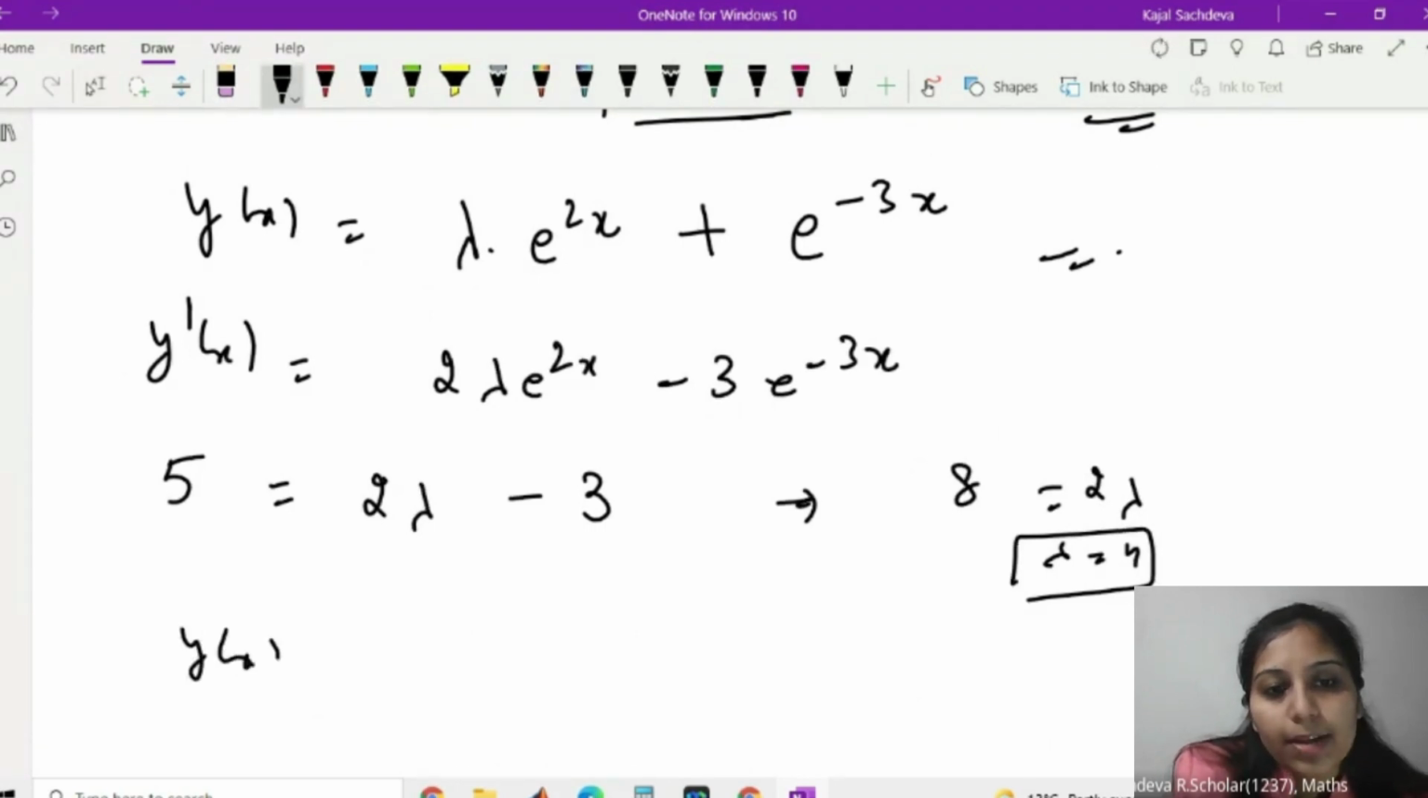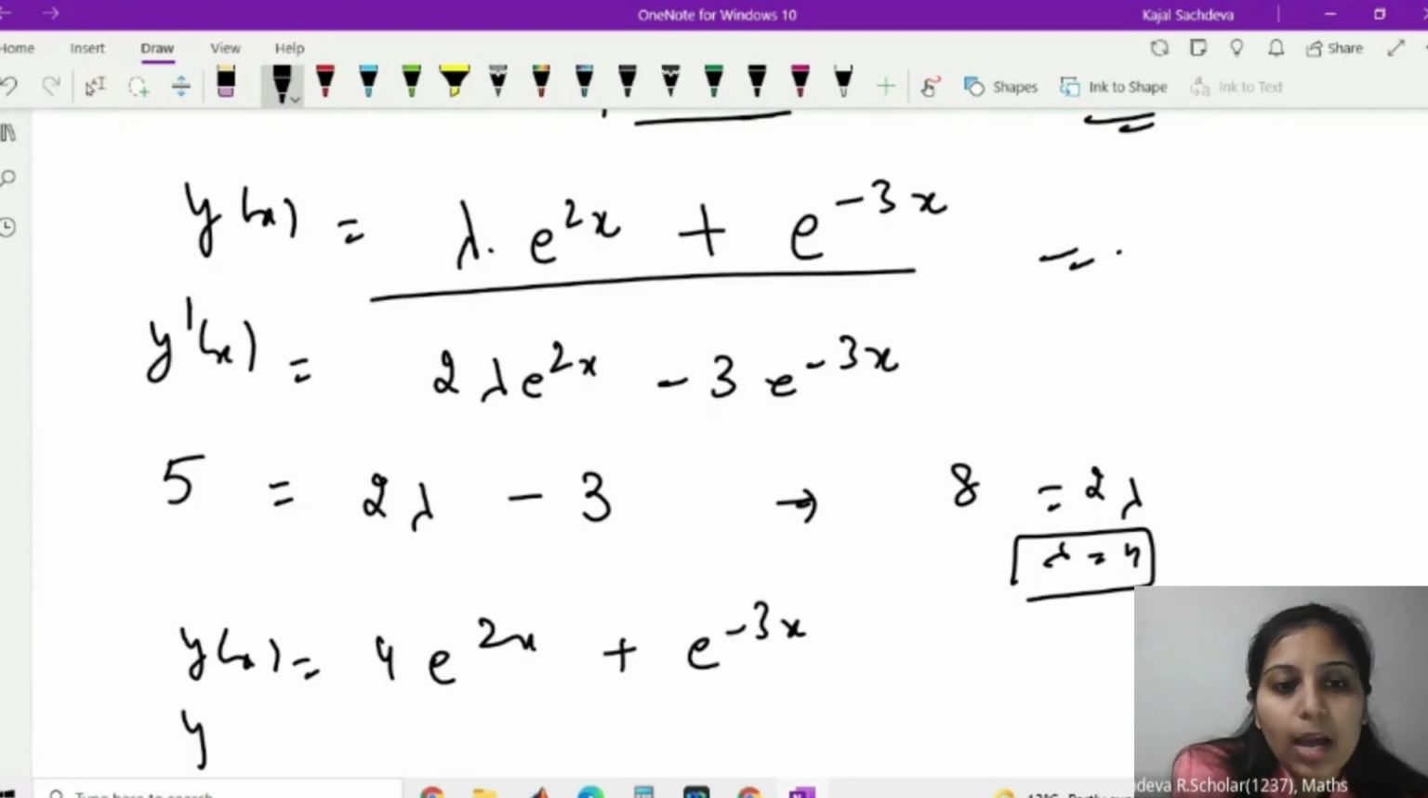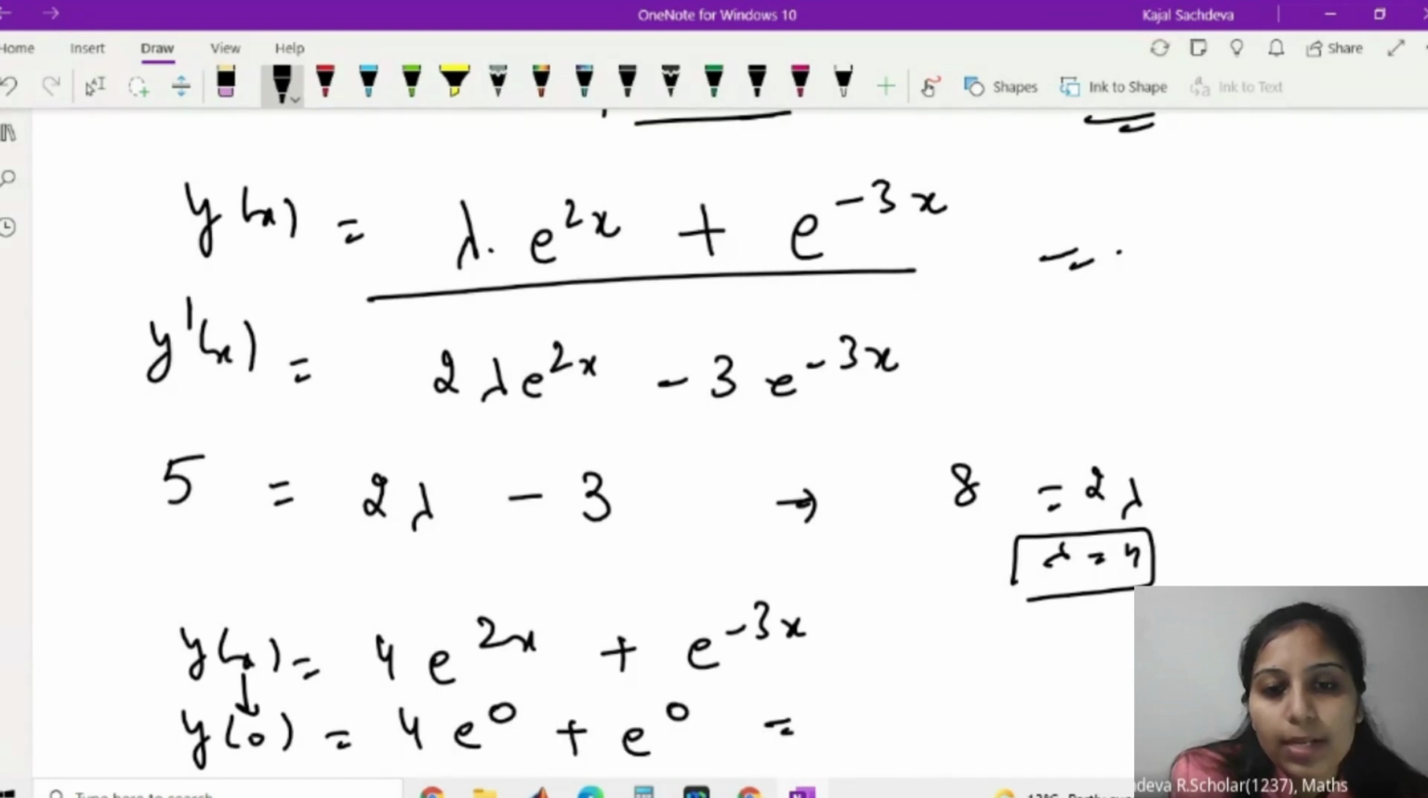So we get the final solution as 4 e raised to power 2x plus e raised to power minus 3x. We are to find the value of y at x is equal to 0, y(0) is equal to 4 e raised to power 0 plus e raised to power 0, 4 plus 1, that is 5.